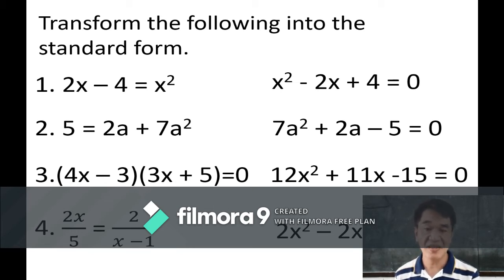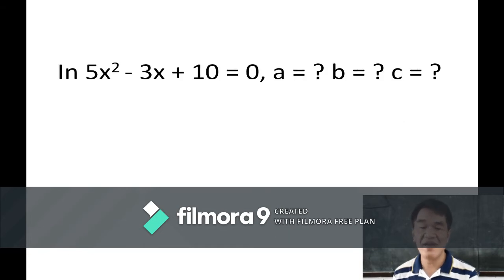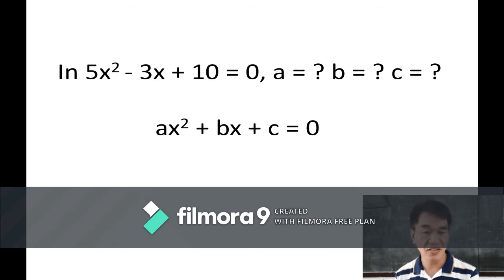Did you get it right? Okay. How about if I have 5x squared negative 3x positive 10 equals 0? What will be the value of a, of b, of c? We go back to your standard form. It's ax squared plus bx plus c equals 0.